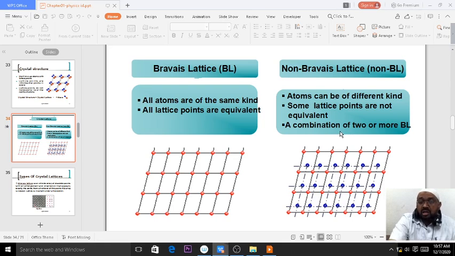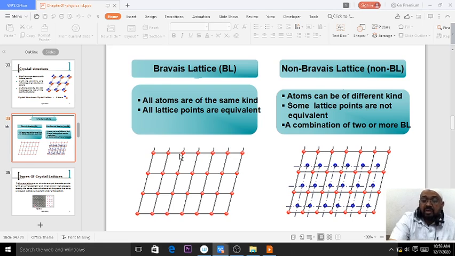So first of all, we are assuming how the atoms or molecules or the ions are arranged. Let us consider in two dimensions how they are arranged. Let us consider like this. These are nothing but the arrangement of the atoms, molecules, or the ions.